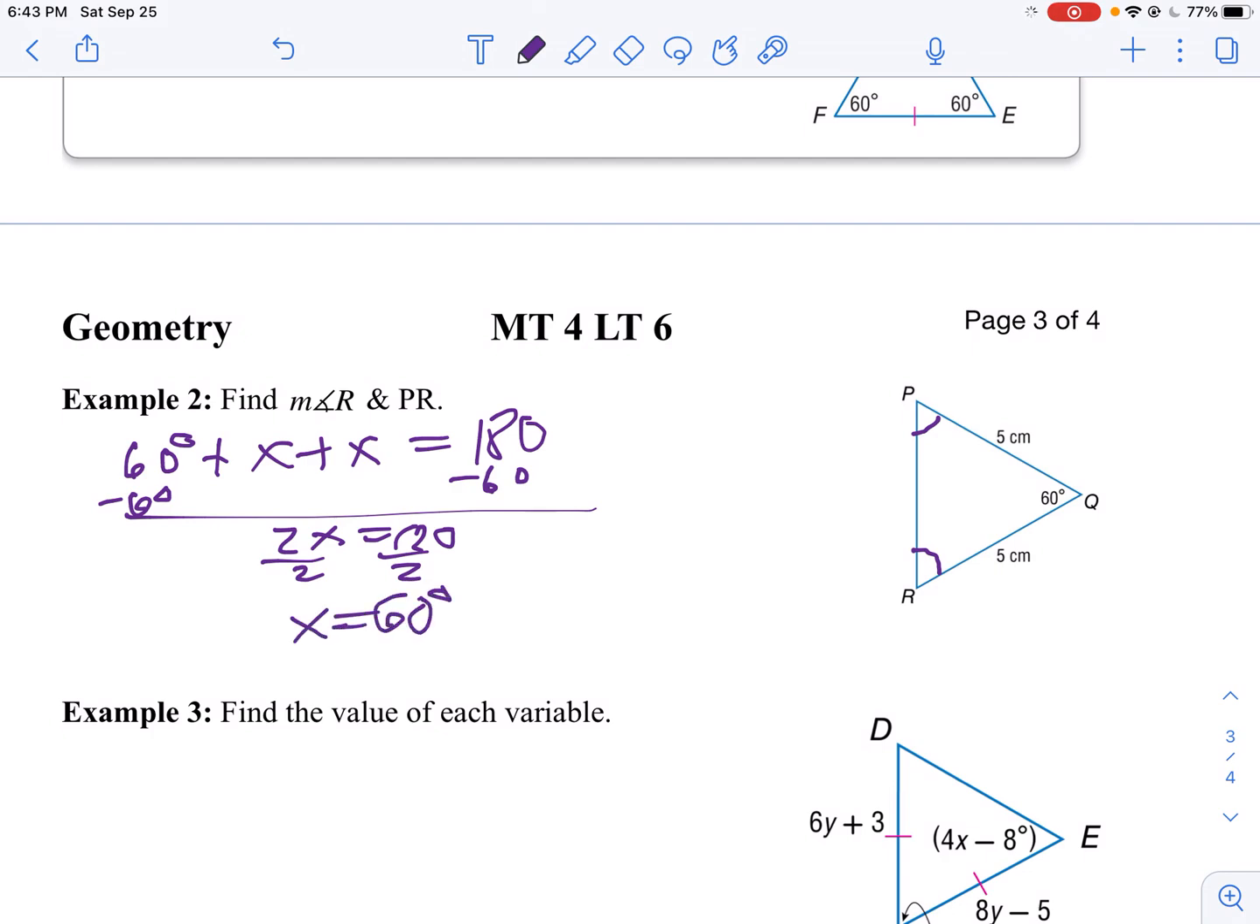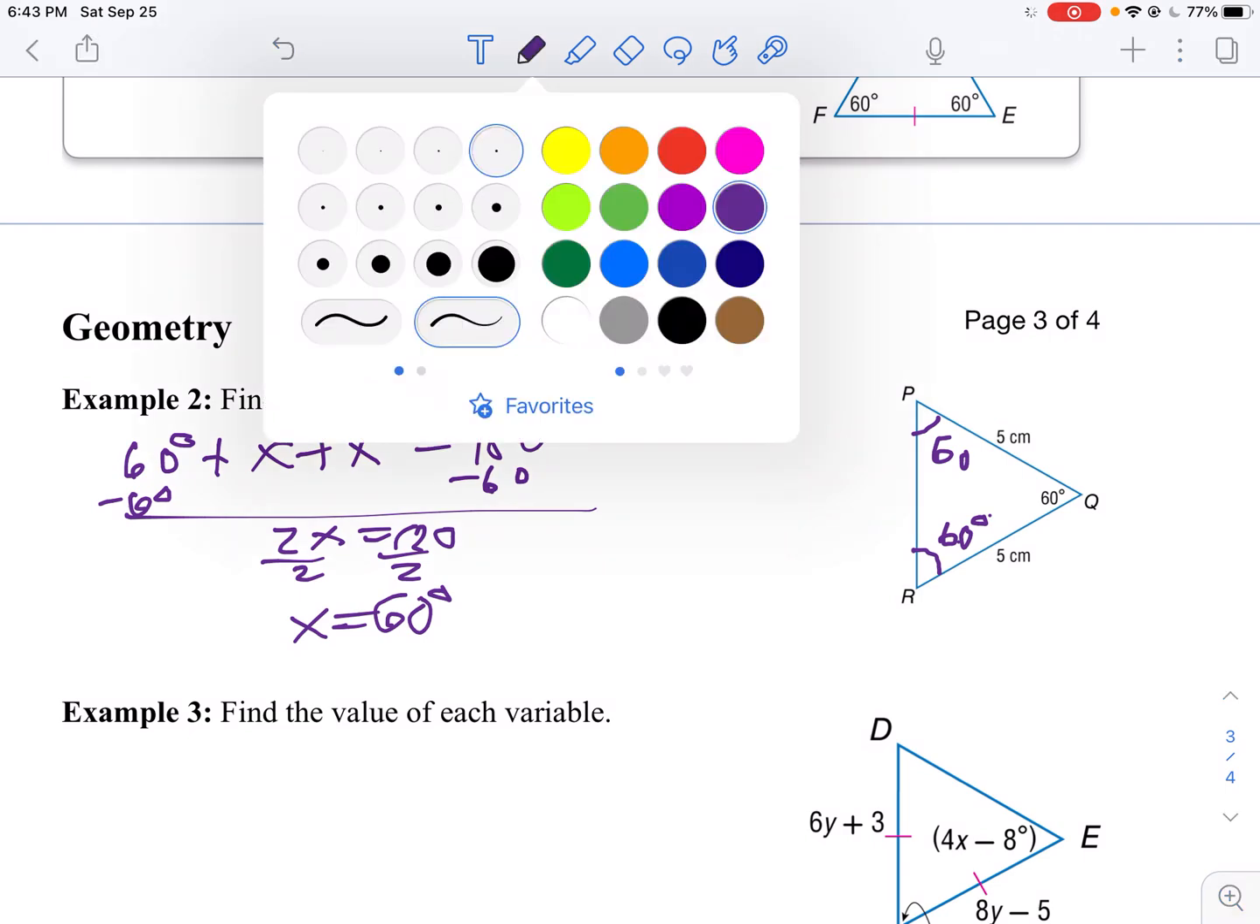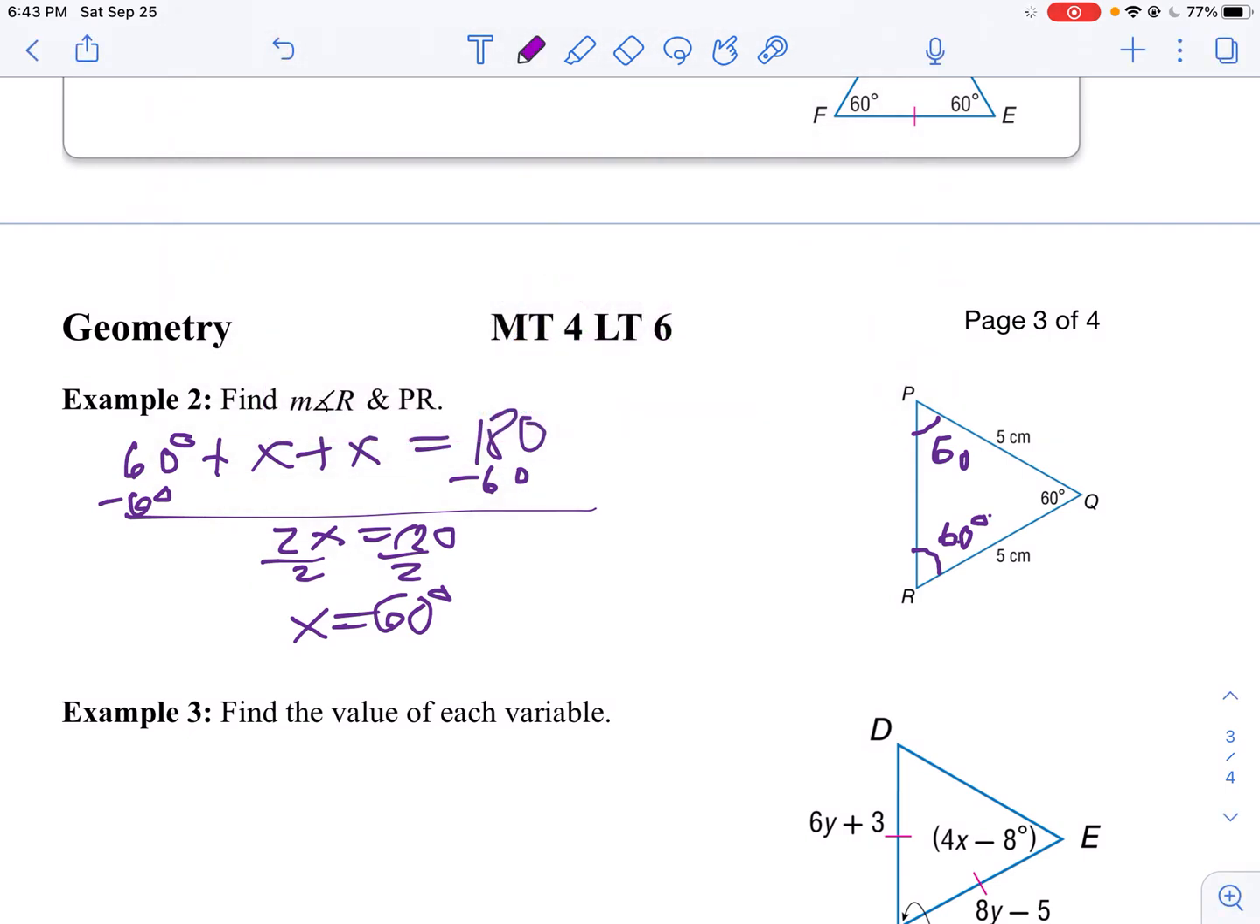In other words, this is an equilateral triangle, isn't it? Since it's equilateral, I know it's also equiangular. Since all three angles are 60 degrees, that means all three sides are congruent, so PR is going to equal 5 centimeters. And that's what you would do for problems like that.